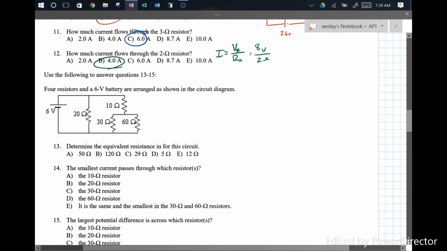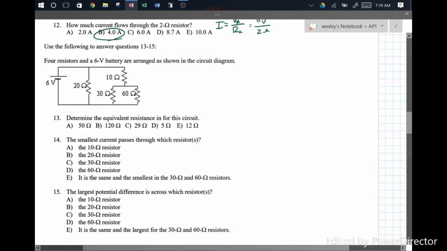Alright. 4 resistors and a 6-volt battery are arranged as shown in the circuit diagram. Determine the equivalent resistance in this circuit. So we got 6 volts. We're going to leave the 20 ohm thing alone for now. It's not the most complicated part. In fact, we're going to leave the 10 ohm for now, and we're going to attack this parallel combination.